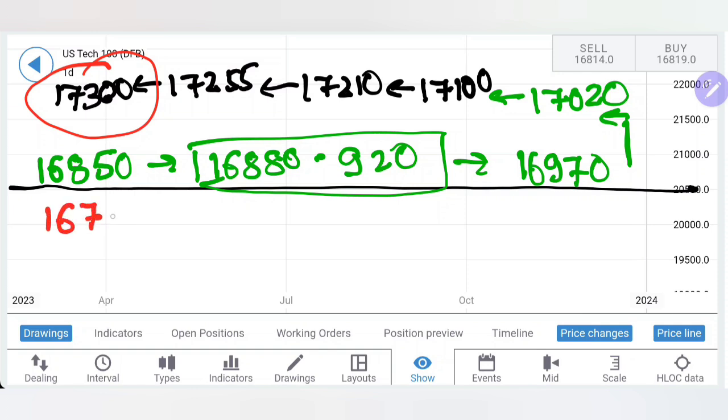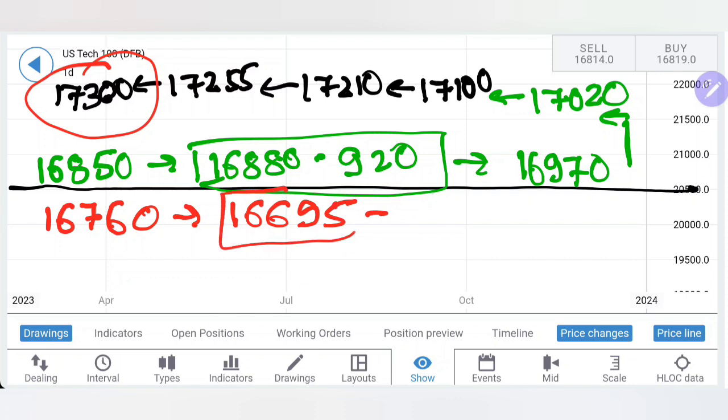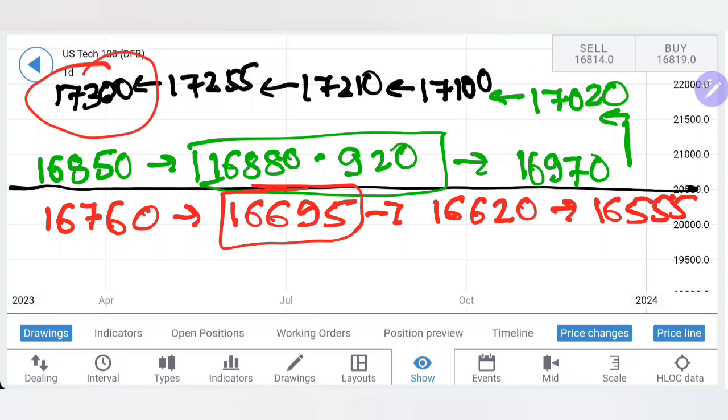But now where to sell? I will recommend you to sell first here at 16,760. Expect 16,695 as the first resistance. If the price stays below this, you can look forward to 16,620, 16,555. Now once you see prices staying below 16,555 is where we can expect more bearishness.